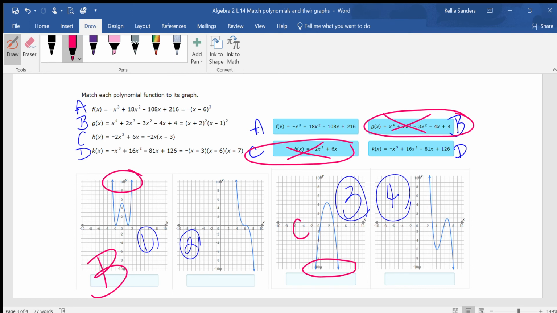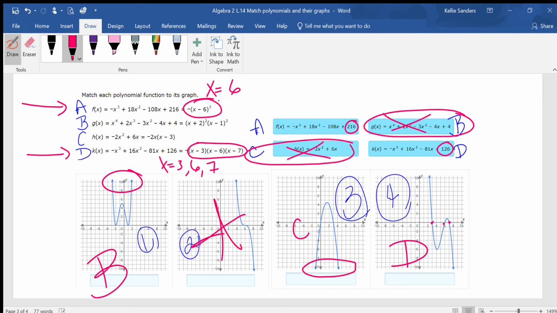So now I just have to look at A and D and see any differences. They're both going down. The Y's, where it crosses the Y-axis, are very large, so I'm not going to look at that. So I'm going to go back to the original and find the zeros. The 0 for this is 6, so it's going to cross the X at 6. The zeros for this, it's going to cross the X at positive 3, positive 6, and positive 7. This crosses at positive 3, positive 6, and positive 7, so this is D. So therefore, that is A.